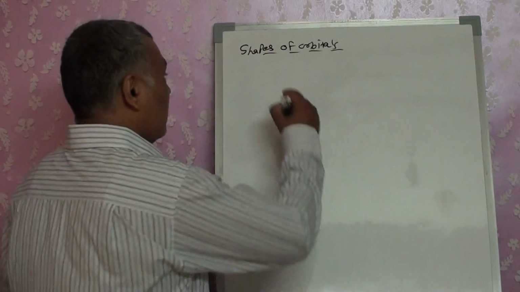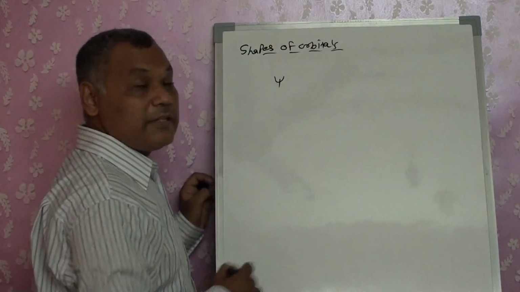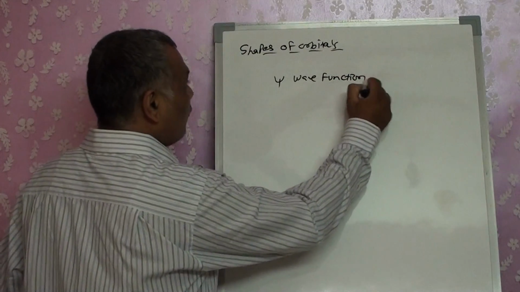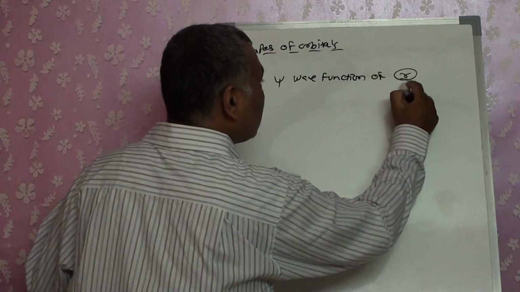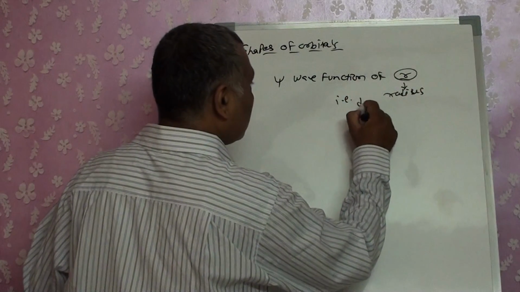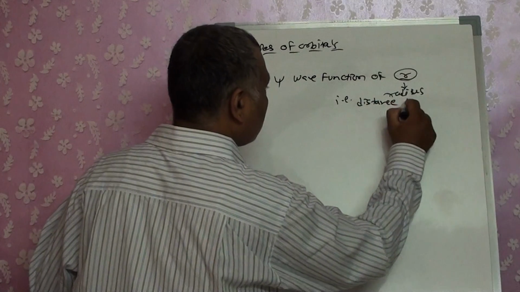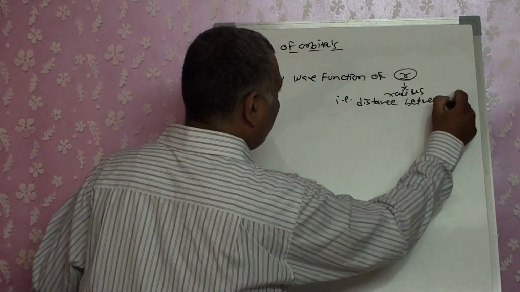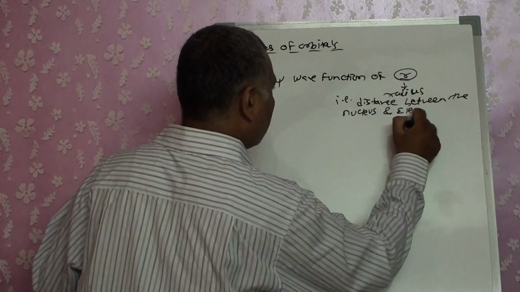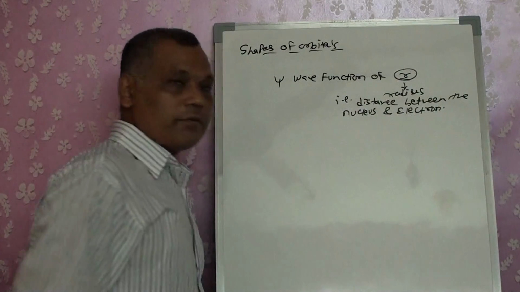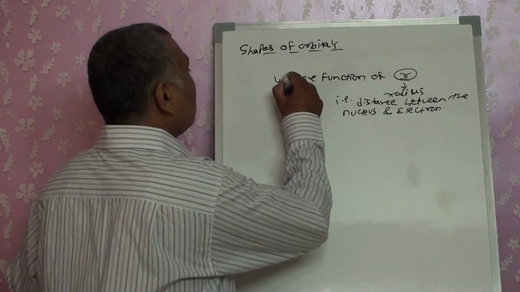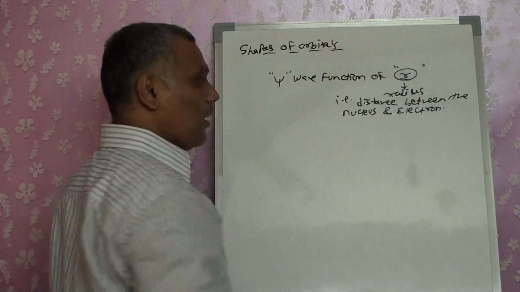This psi, the moment we just saw it, is termed as a wave function. Wave function of what? R. What is R? Radius, that is the distance between the nucleus and the electron. It's a wave function. Psi is a wave function of R.